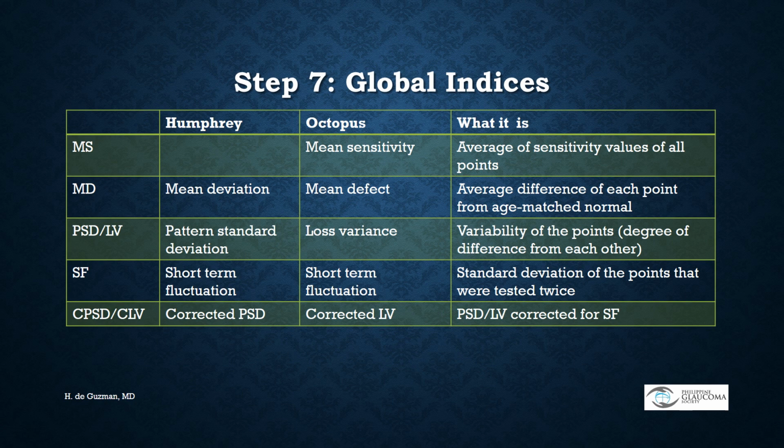And short-term fluctuation is the same for both tests. It is the standard deviation of the points that were tested twice. So on the shorter tests that only have one phase, there will be no value for short-term fluctuation. Corrected pattern standard deviation, or corrected loss variance, are the PSD or LV corrected for the short-term fluctuation.